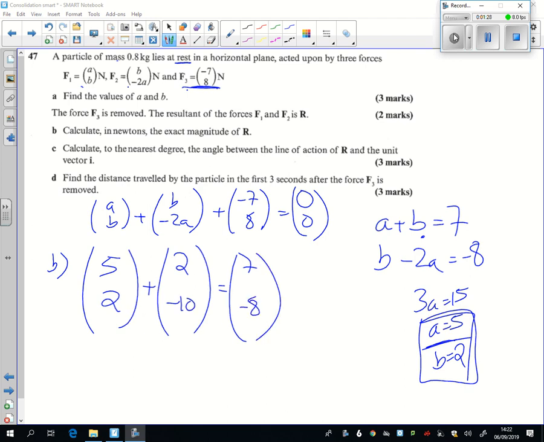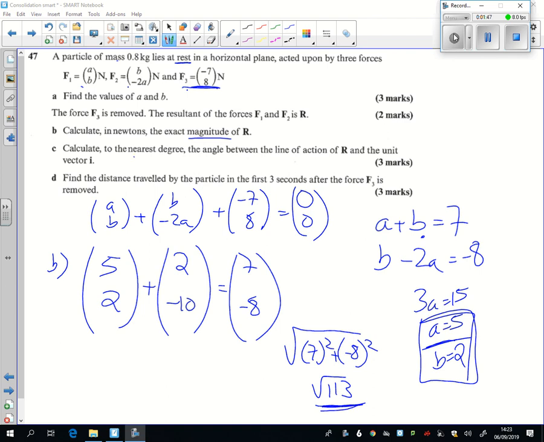But it asks us to find out what the magnitude is. And the magnitude, of course, is the size of that. So we've got minus 7 squared plus minus 8 squared, square rooted. So the magnitude is the square root of 113.